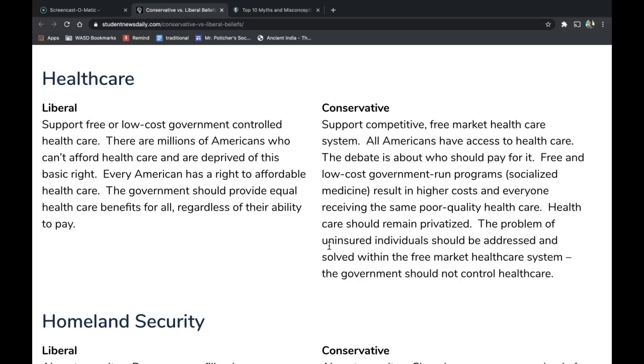While Republicans and conservatives would say that we should support competitive free market health care systems. All Americans have access to health care, and the debate is about who should pay for it. Free and low-cost government-run programs, socialized medicine, result in higher costs and everyone receiving the same poor-quality health care. So health care should remain privatized. The problem of uninsured individuals should be addressed and solved within the free market health care system, and the government should not control health care.